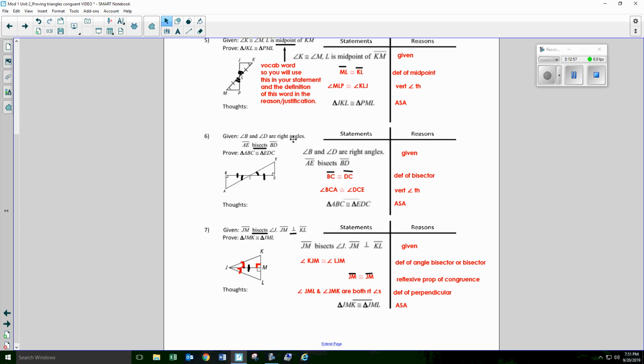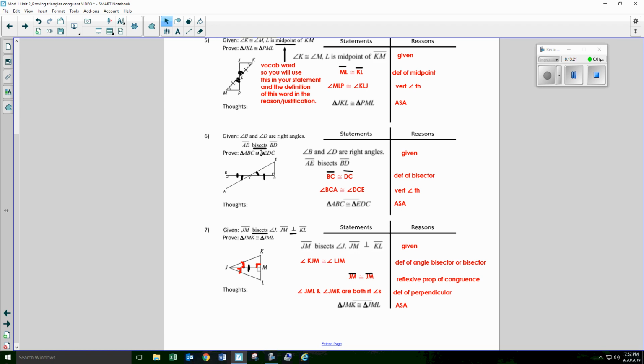I could have, if I want to get even more detailed, but I went ahead and gave it to you because I already have the mark right there. You could have said angle B was congruent to angle D, and you say all right angles are congruent. I'm not picky on that. I let that go.